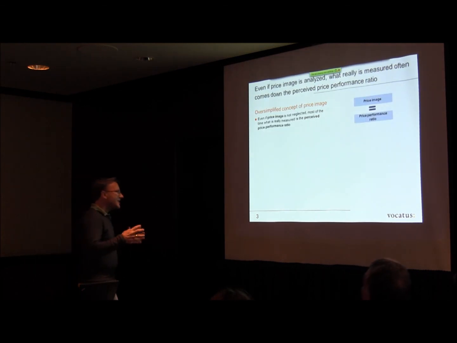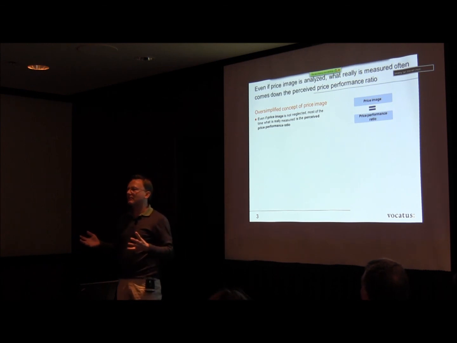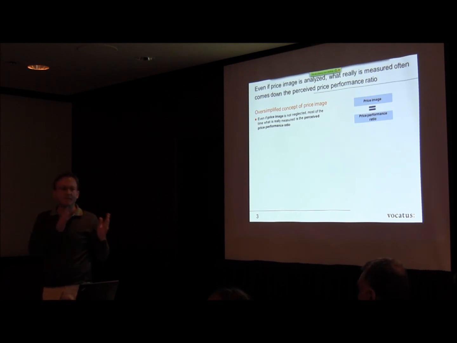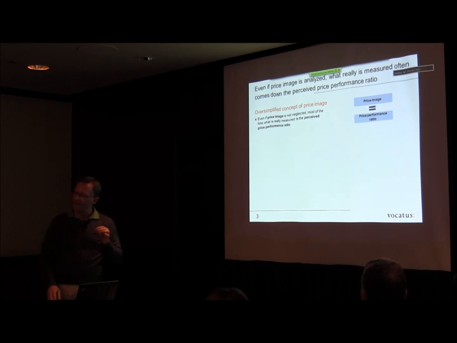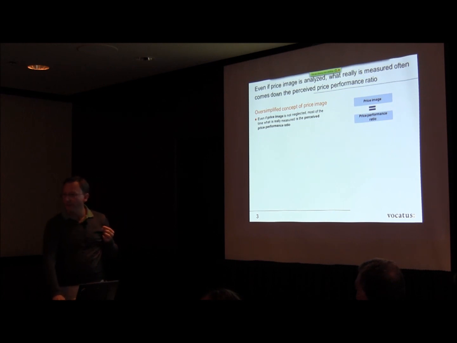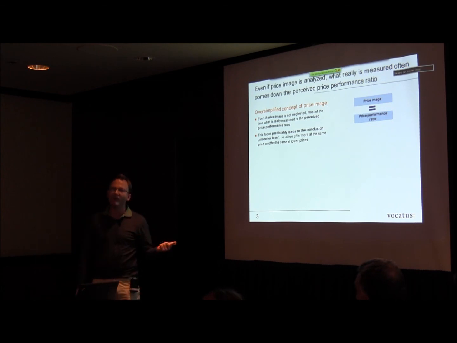Now, if we say price image is important, what is price image? Normally, if you measure price image, you measure value for money, right? That's basically the same thing. Price image is value for money in classical terms, the price performance ratio. And if you configure price image only as being price value, then you only have two levers: either you make it less expensive, or you put more value in order to improve price image.